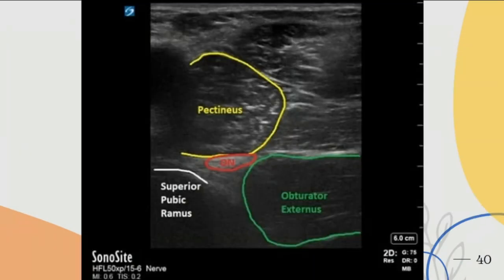This is again the same ultrasound image demonstrating the proximal approach of the obturator nerve block. Same thing, the right side of the screen is the medial of the patient. So superior pubic rami, and then you identify the obturator externus and the cutaneous. In between is your obturator nerve. This one is quite clear.